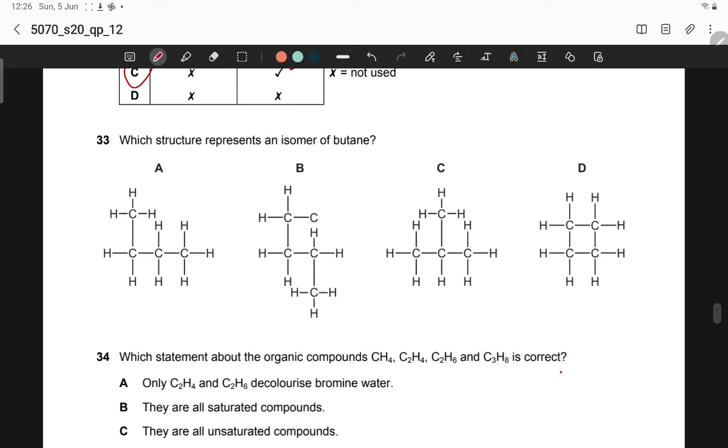Question number 34. Which structure represents an isomer of butane? 1, 2, 3, 4. Not correct, not correct. This is an isomer of butane, 2-methyl propane. This must be correct. This is not correct because the formula is C4H8 and butane is C4H10. So this is an isomer of butane.